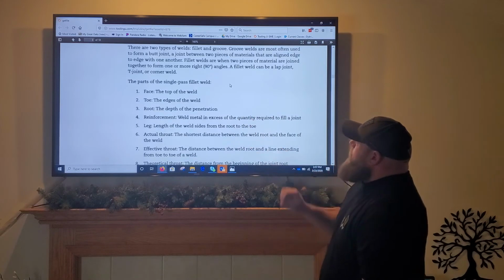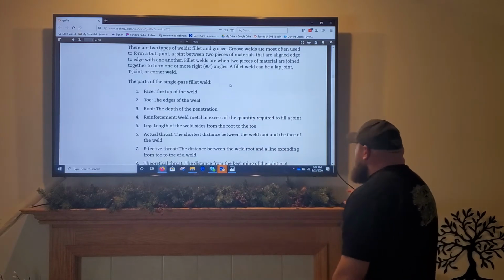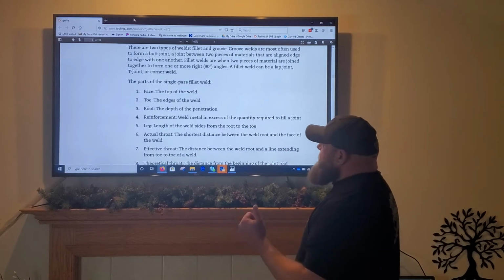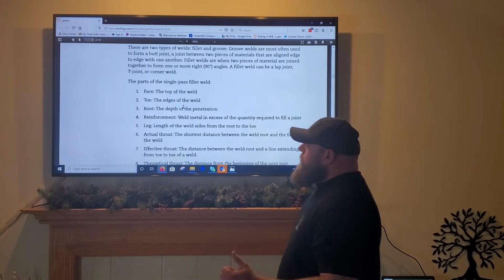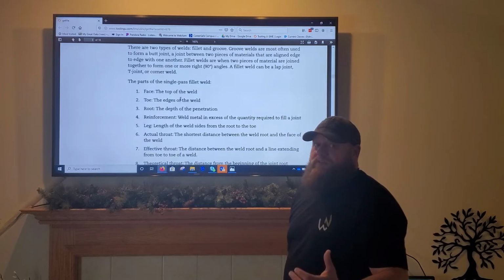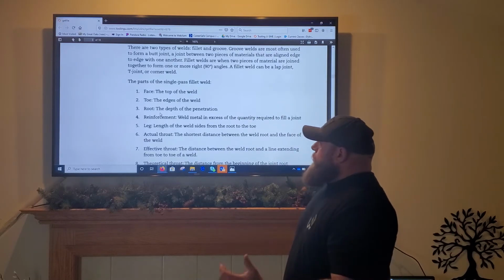The parts of a single pass fillet weld: there's the face, which is the top of the weld, a toe, which is the edge of the weld. We've gone over that several times, the toes of the weld. The root, it's the depth of the penetration.